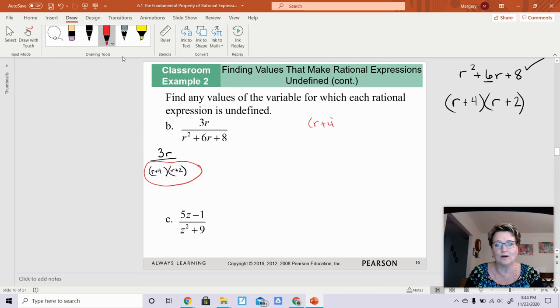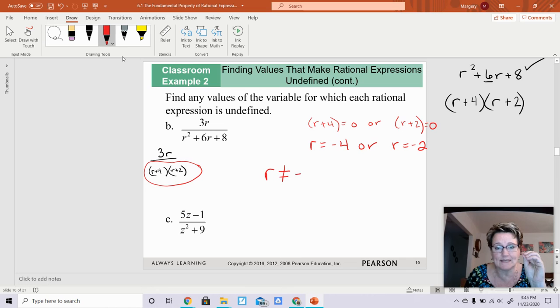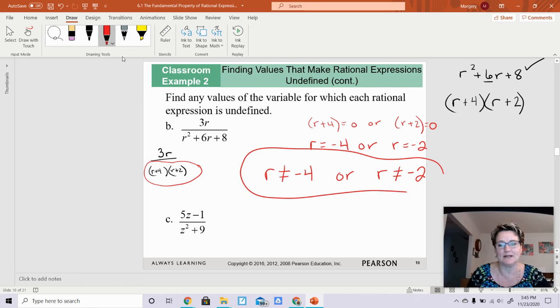So r plus 4 equals 0 or r plus 2 equals 0. And then you're going to solve for r. In this case, r is going to be negative 4 or r is going to be equal to negative 2. So as long as r is not equal to negative 4 or negative 2, you're good to go. All right, so negative 4 and negative 2 make the denominator undefined. Well, it makes it 0, which makes it undefined.